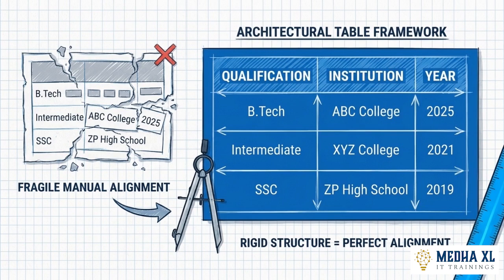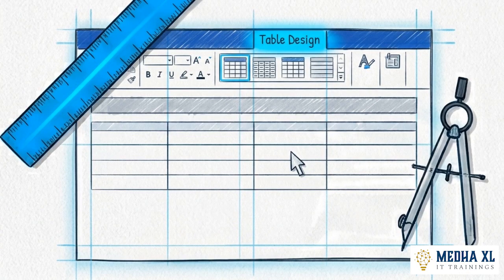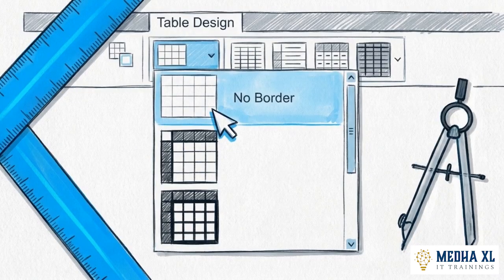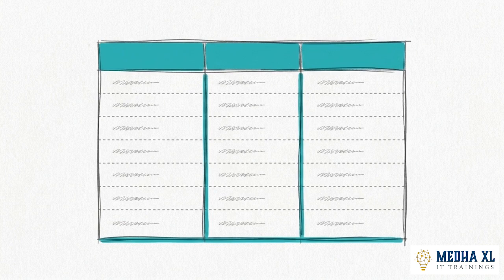Across the top row, we input our precise column headers: qualification, institution, and year. Simply clicking anywhere inside your table summons a new contextual tab at the top of the screen called Table Design. From the Table Design menu, select a minimal style that removes the harsh default black borders. We want the invisible structure of the table to hold the data without the lines cluttering the page.